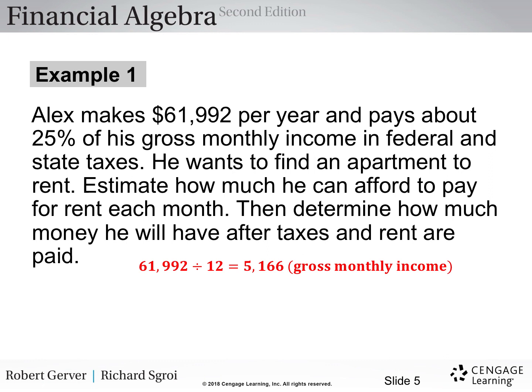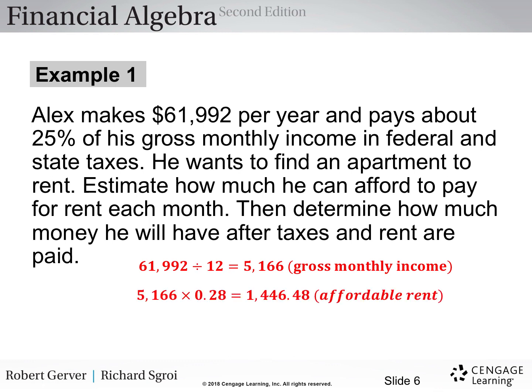Well, the first thing we're going to have to do is convert his yearly gross income to monthly gross income, because he's going to be paying rent per month. So we're going to take his yearly gross income and divide it by 12 so that we can get his gross monthly income, and we're going to find that that is equal to $5,166.